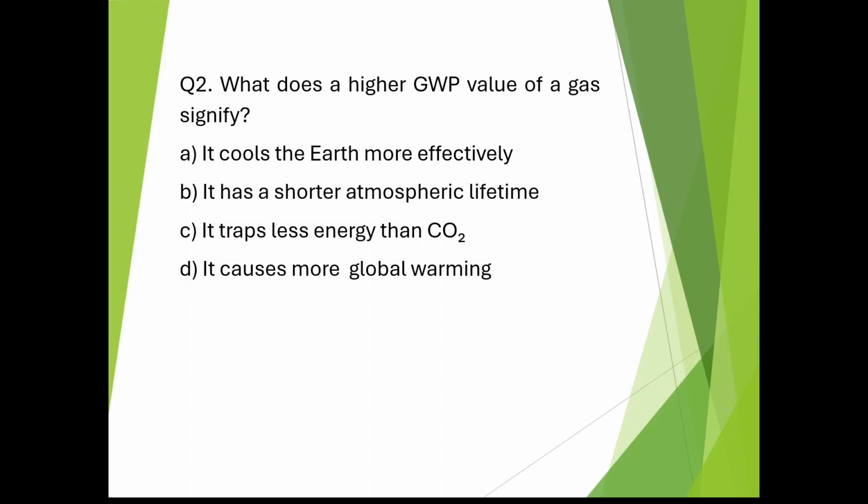Whether higher global warming potential means it cools the earth more effectively, or it has a shorter atmospheric lifetime, or it traps less energy than CO2, or it causes more global warming. So this time also, I think option D, Jisnu. Jisnu has answered option D for question number 2, and D is the right answer. Global warming potential basically states how much it is capable of causing global warming. So if it has a higher global warming potential value, it means it causes more warming as compared to CO2.